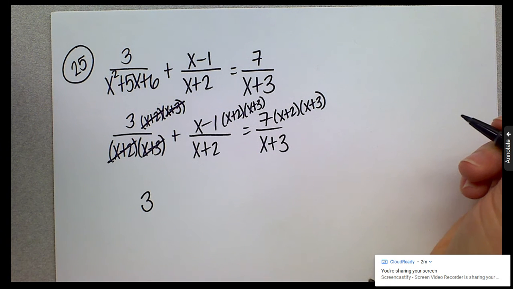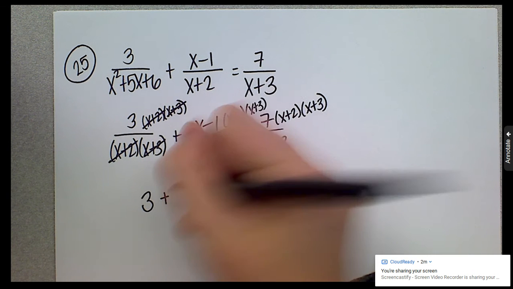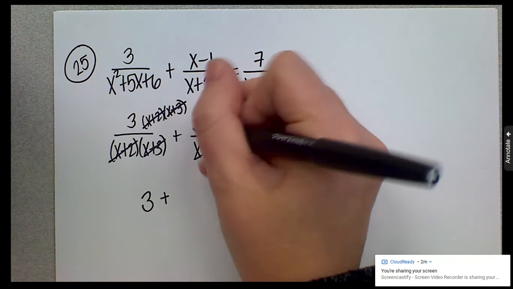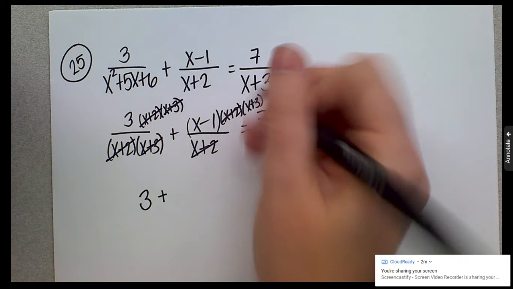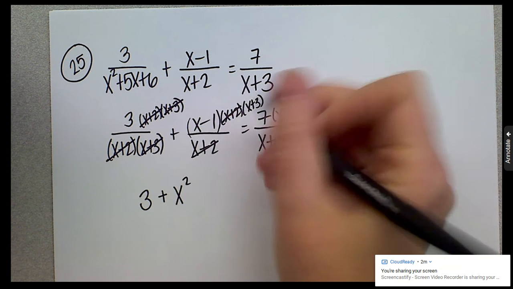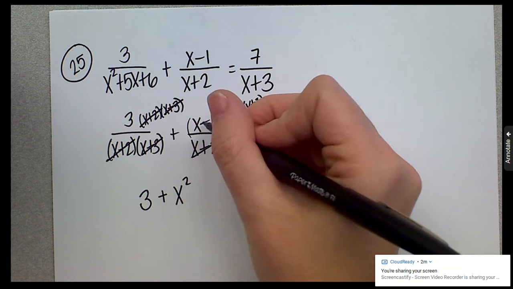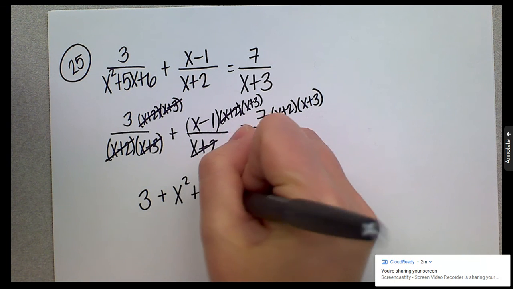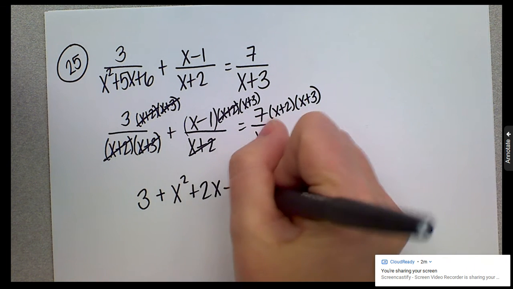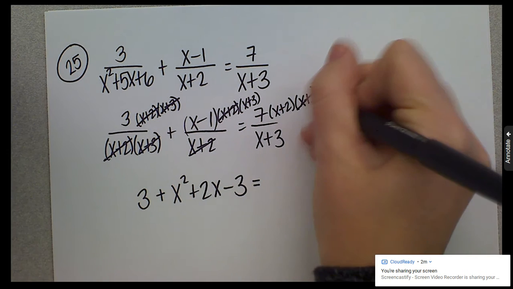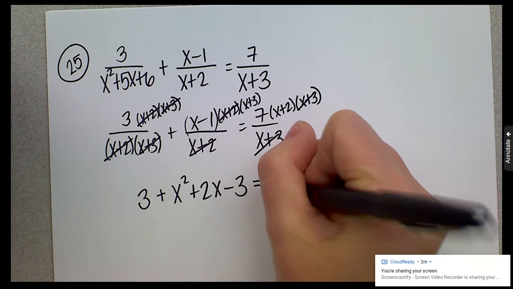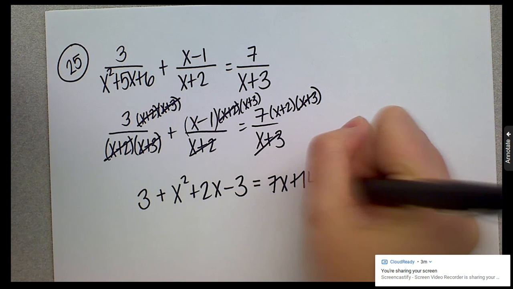Okay, that was delightful. And in this case, we have a plus. X plus 2 cancels. I am going to have to distribute that x minus 1 into the x plus 3. So that would give me what? X squared plus 3x minus 1x would be plus 2x, and then minus 3. So do that distributing. Equals, x plus 3's cancel, and I'm left with 7x plus 14.